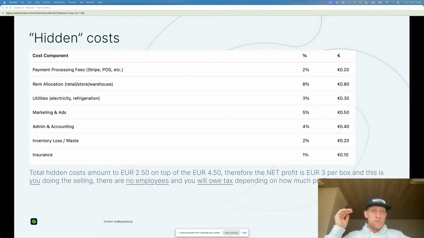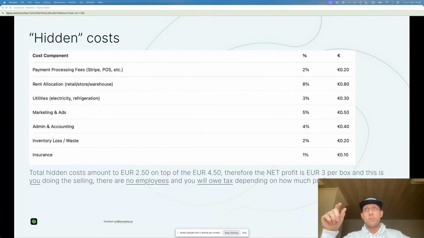Then you'll have some rent allocation, you'll have some utilities, you'll have some marketing, you'll have some admin and accounting, which is not done in-house, it's done externally. Then you'll have some inventory loss and waste, like some chocolates will get old and stale and you won't be able to sell them. And then you have insurance because you need to insure everything, right? So the total hidden costs in this case amount to €2.50 on top of the €4.50.